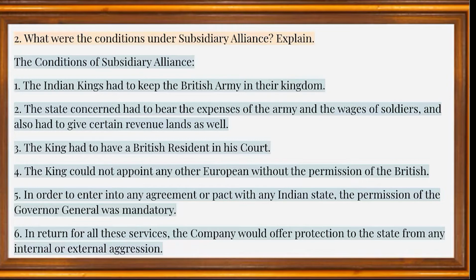The king had to have a British resident in his court. The king could not appoint any other European without the permission of the British. In order to enter any agreement or pact with an Indian state, the permission of the Governor General was mandatory. In return for all these services, the company would offer protection to the state from any internal or external aggression.